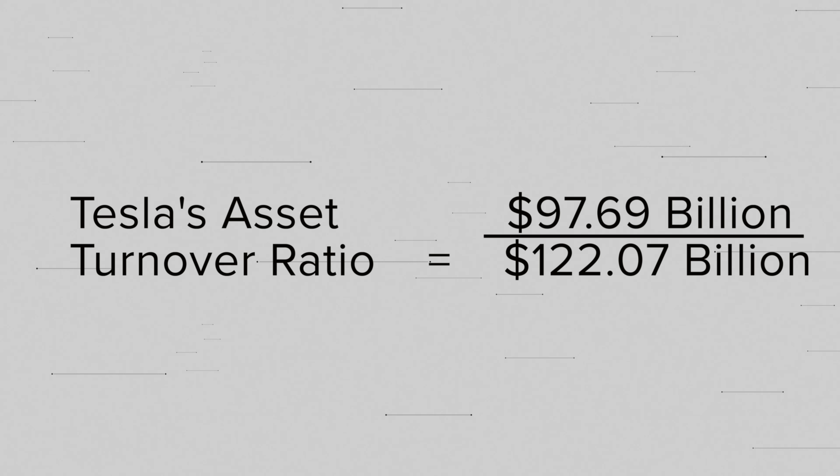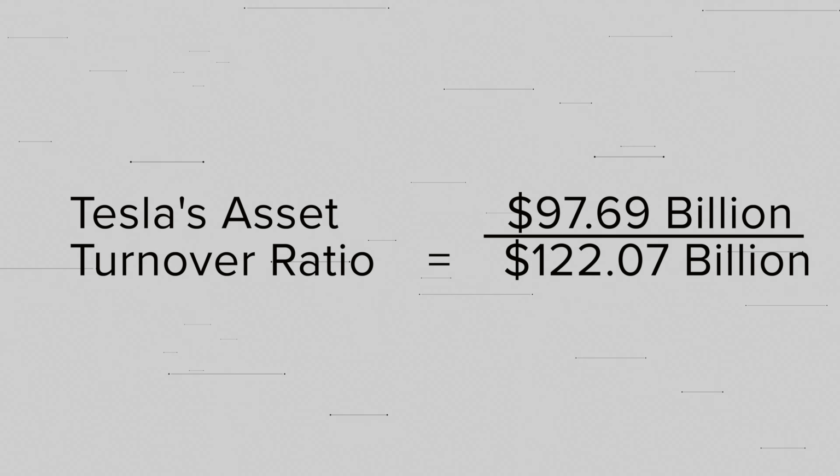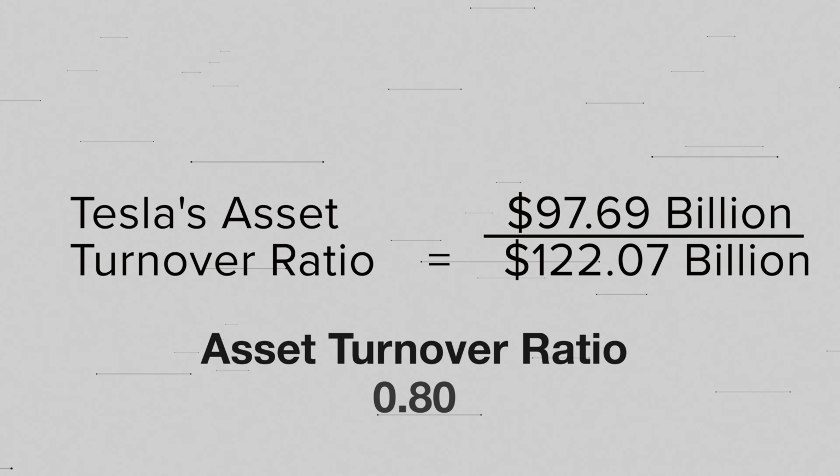For example, a retailer might have a high asset turnover: fast-moving goods, small margins. A utility company might have a low turnover, but high stability. So Tesla's net sales in 2024 were $97.69 billion, and their average total assets were $122.07 billion, giving a ratio of 0.8. So now that we've squeezed every dollar out of efficiency, let's talk about results.